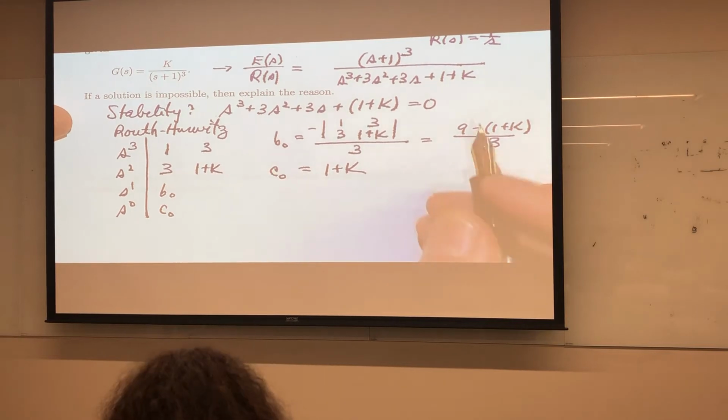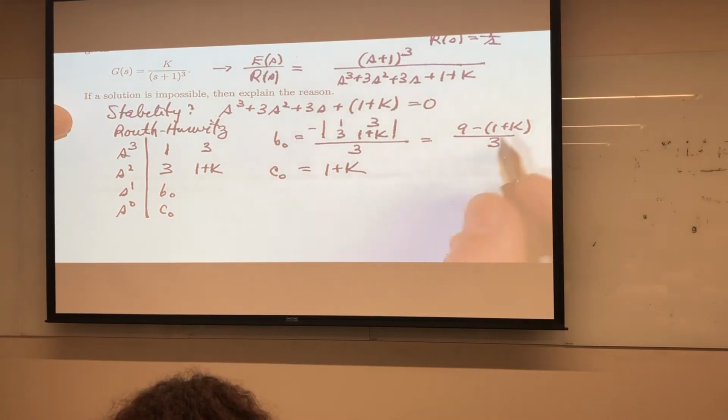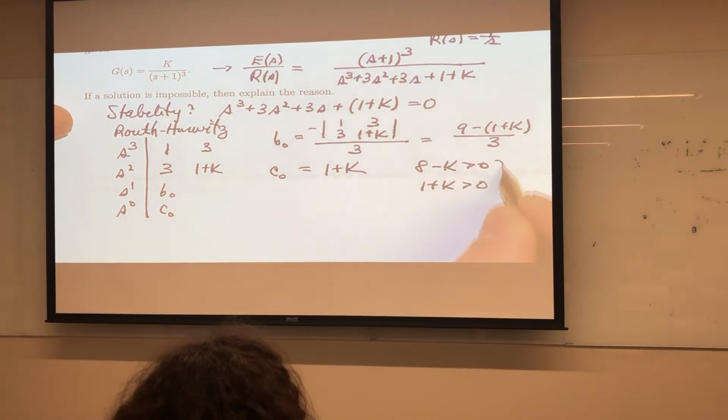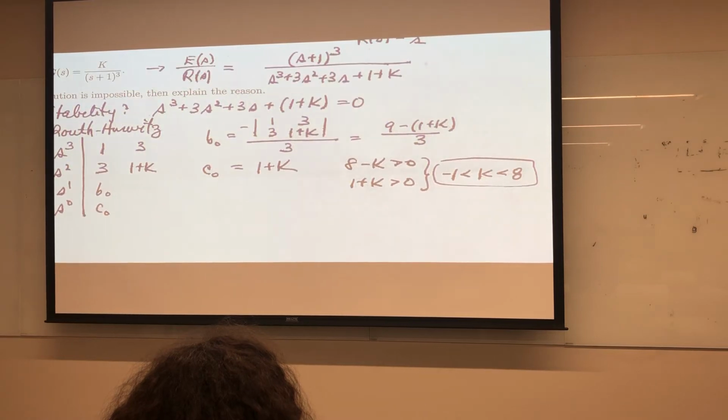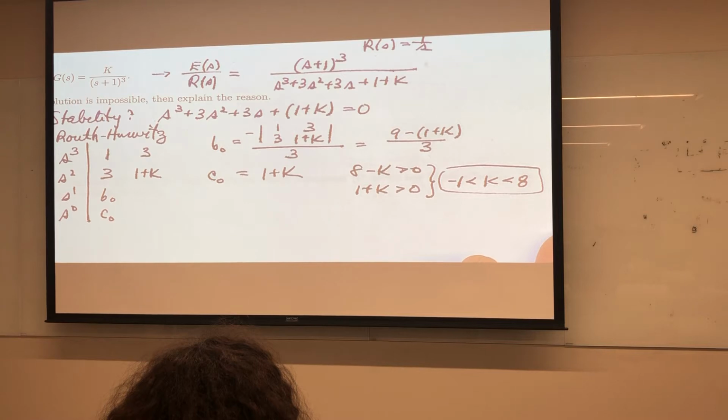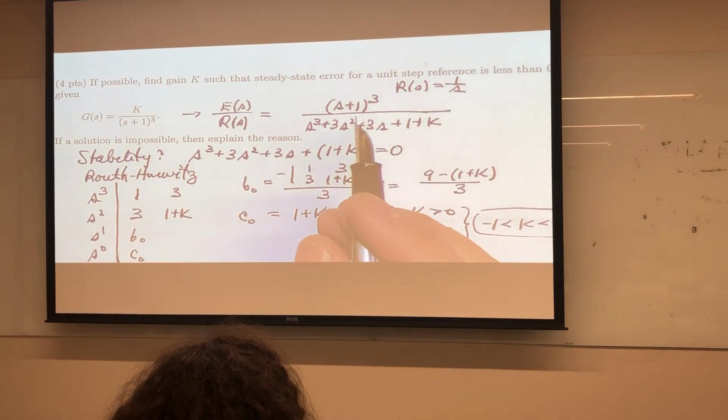So basically, from these two conditions, we get two conditions here for stability. We get that 8 minus k has to be greater than 0, and 1 plus k has to be greater than 0. And so our conclusion is that k has to fall in the range between 1 and 8. Okay? So as long as k is in the range between 1 and 8, we are okay, if I've done my math correctly. But now we can go and do our error analysis.